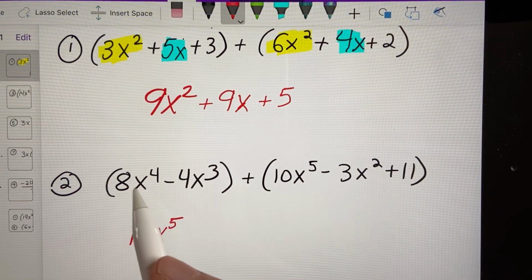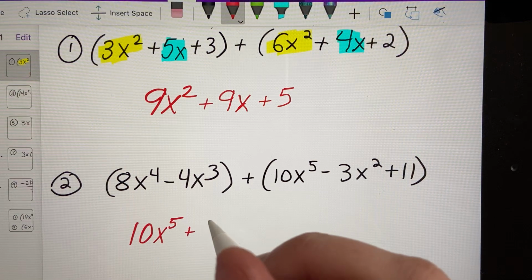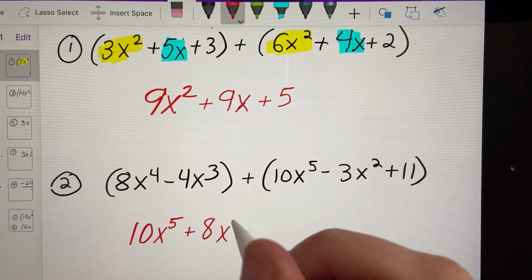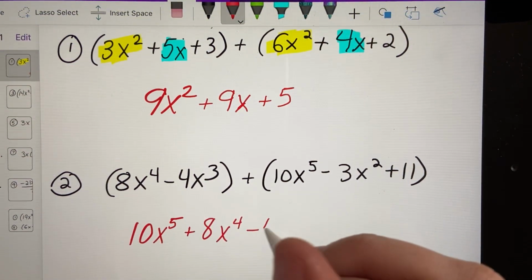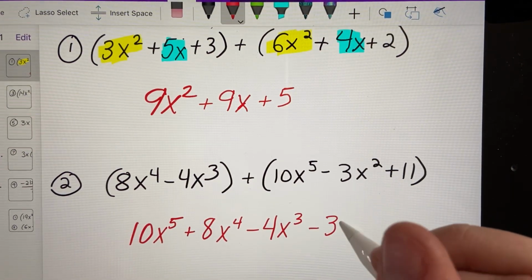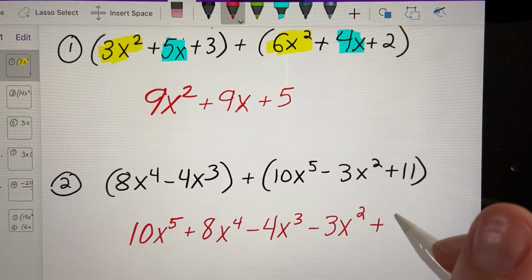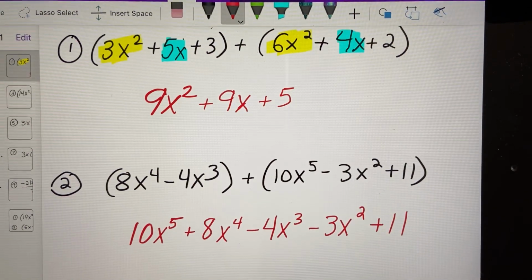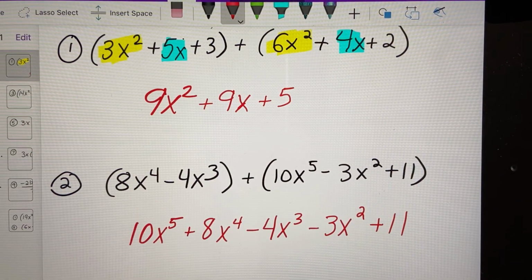Then the next one would be 8x to the 4th. So we're just working our way down. Then minus 4x to the 3rd. Then minus 3x squared plus 11. So I can't actually add any of these together because none of those are like terms. That would be your final answer.